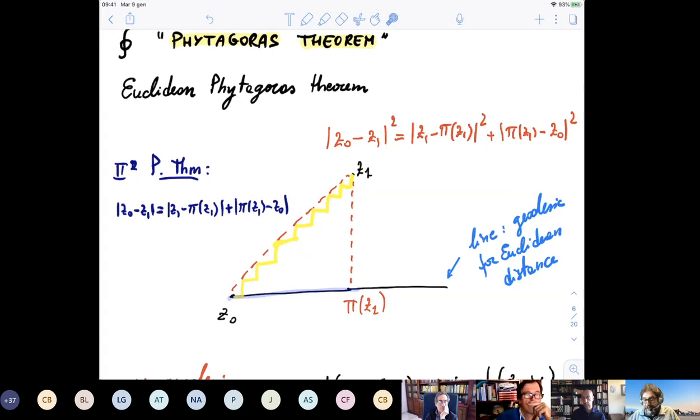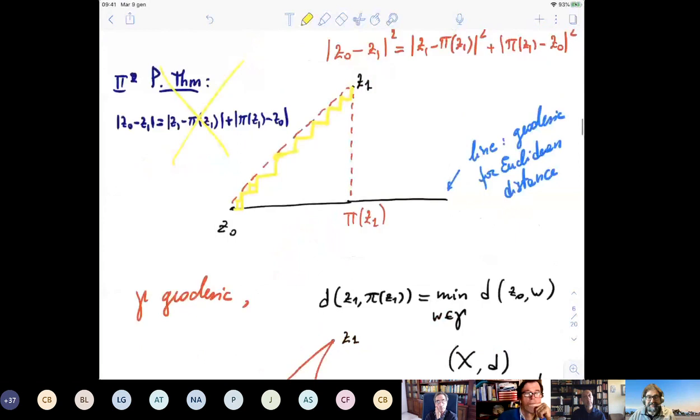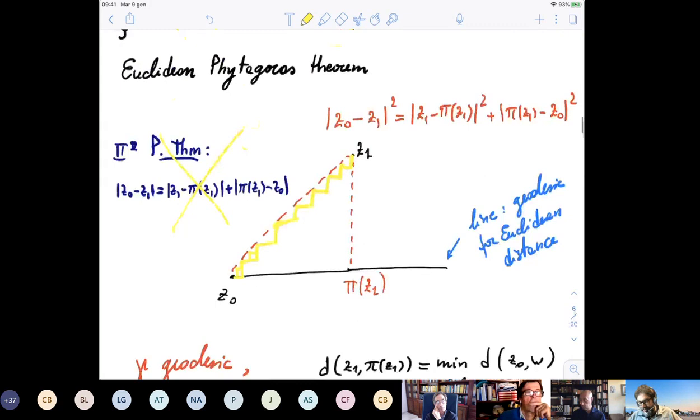And then you pass to the limit and you get the second Pythagoras theorem, okay? Then, of course, this is false. But what is good is that in hyperbolic geometry, the second Pythagoras theorem in Gromov geometry is almost true. And let me first give an interpretation of Pythagoras theorem.